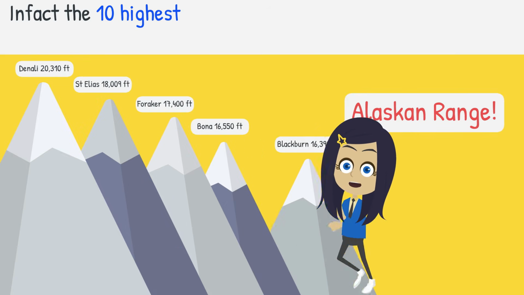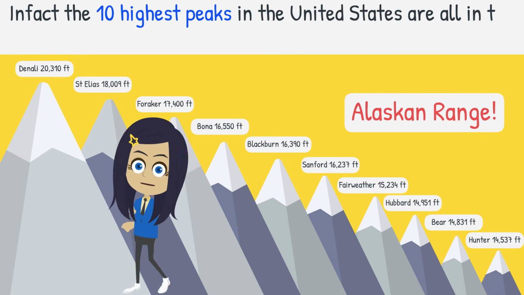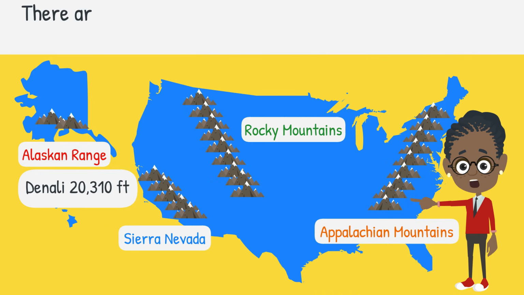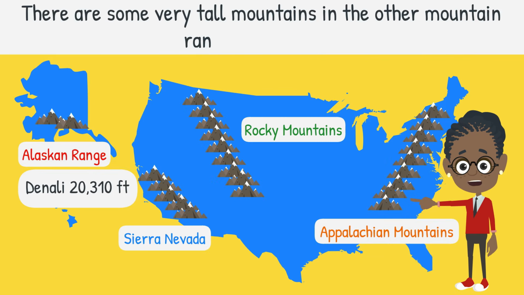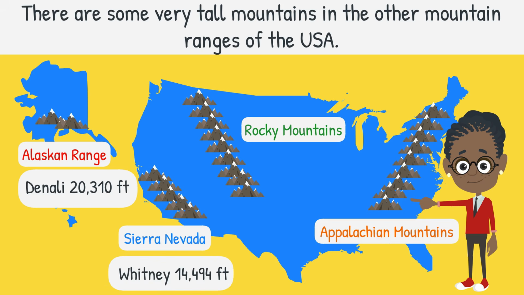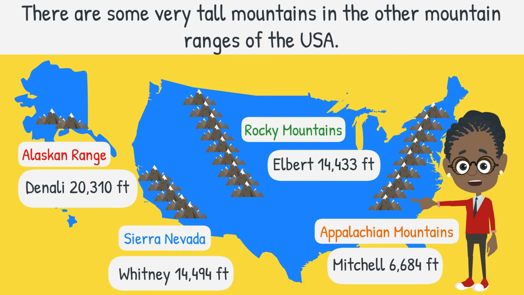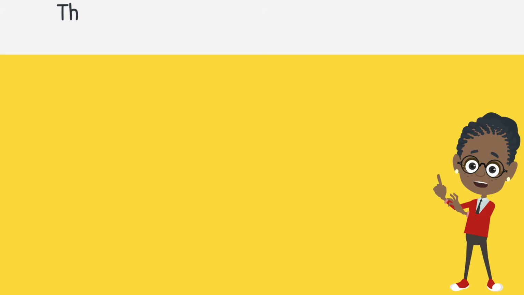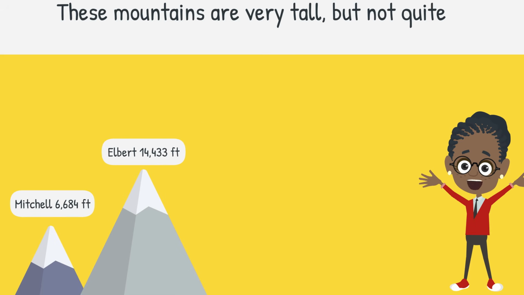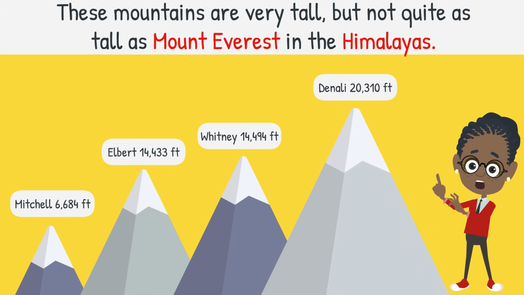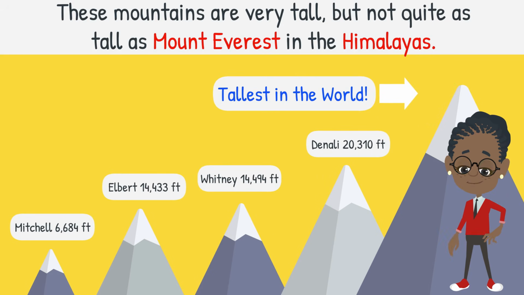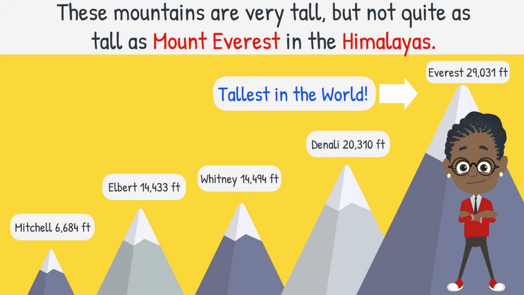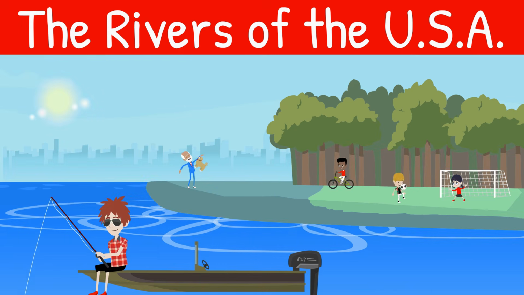In fact, the 10 highest peaks in the United States are all in the Alaskan Range. There are some very tall mountains in the other mountain ranges of the USA. Mount Whitney in the Sierra Nevada, Mount Elbert in the Rocky Mountains, and Mount Mitchell in the Appalachian Mountains all have very high peaks. These mountains are very tall, but not quite as tall as Mount Everest in the Himalayas, which is the tallest mountain in the world. Mount Everest is 29,031 feet tall.